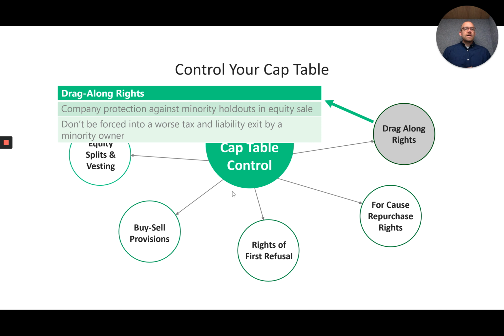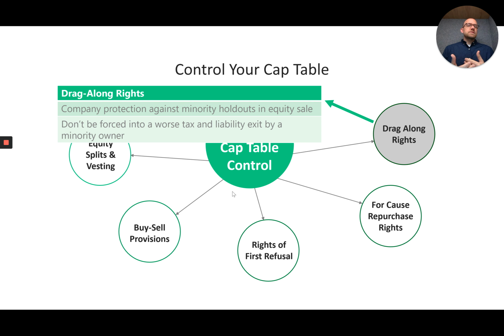So basically, what that is, if you have a situation where every owner has to approve a certain transaction, then you will run into situations where owners that have very small equity stakes can stop transactions from happening.